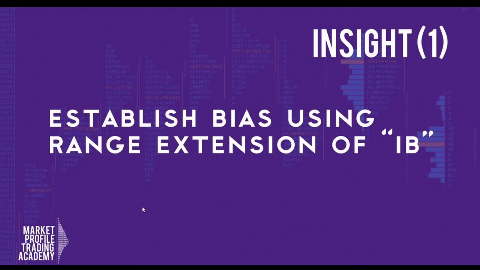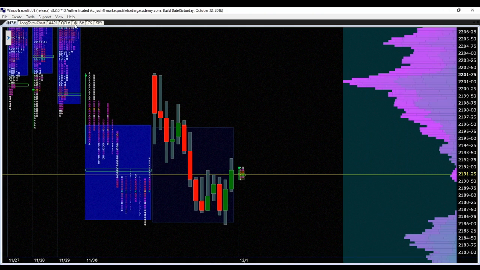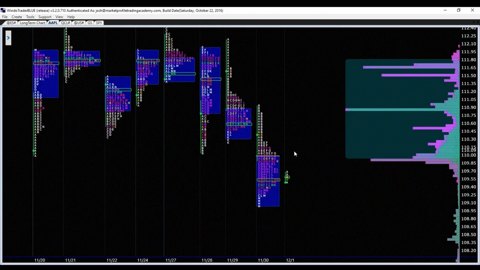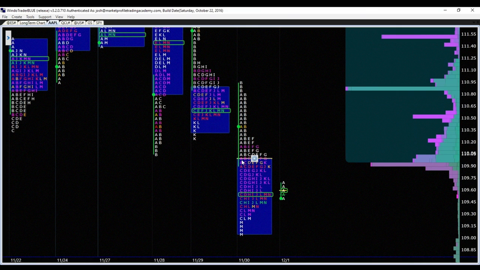One, it'll help you establish bias using range extension of the IB. So here's an example. If we look at Apple today, here's the IB. Which way did we extend the range? To the downside. So if you came in today and you're like, I don't know what I'm going to do, am I going to be long? Am I going to be short? You can actually wait till the first hour of trade establishes. You can wait and see the range extension, and then you can go in that direction.